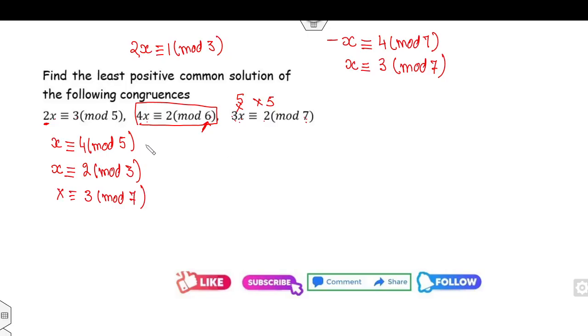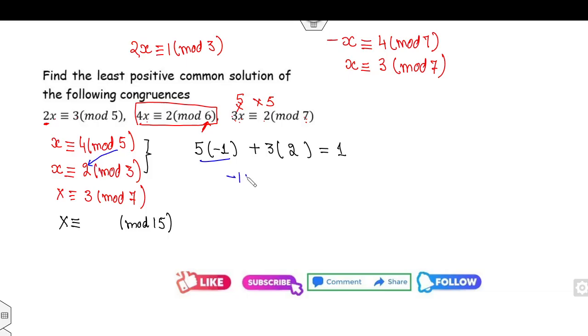Now again we can use the same approach. I can use the first two equations. 5 into something plus 3 into something is 1. 3 into 2, 6, 5 into 1. So your equation will be x modulo 15. So your solution will be 5 into 1. Opposite of 5 is 2. So that is minus 10. 6 into 4, 24. That is 14. 14 I can write here, or you can also write it as minus 1 if you want to make your calculation easier.